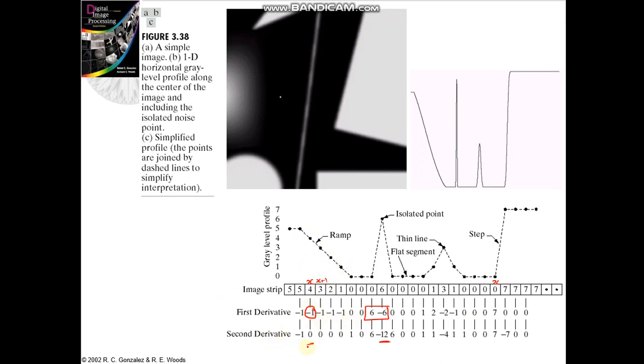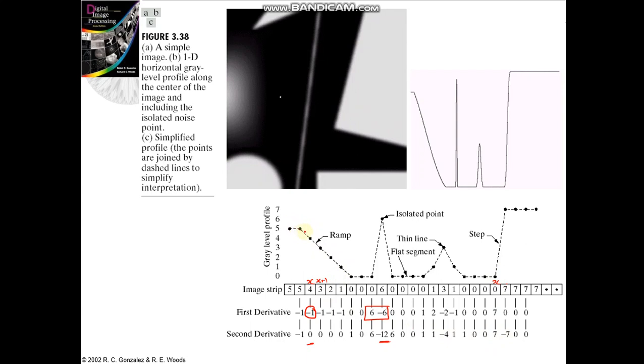Now coming to the second order derivative, it must be 0 in constant areas. Then it must be non-zero at the onset and end of an intensity step or ramp. It must be non-zero at the onset and end of a step or ramp.